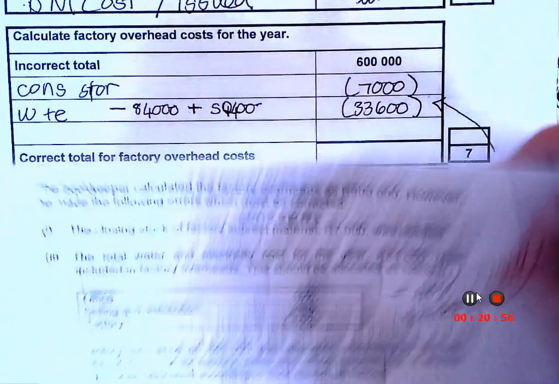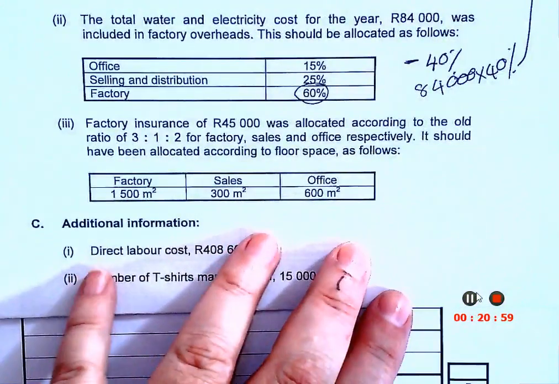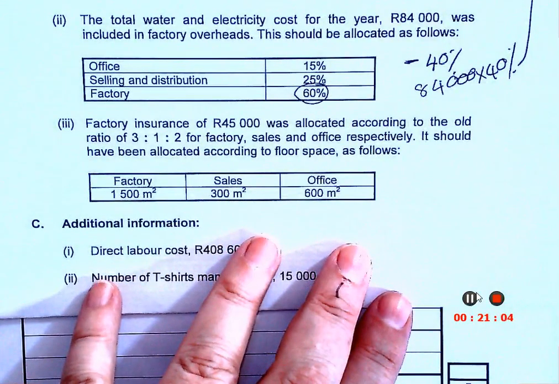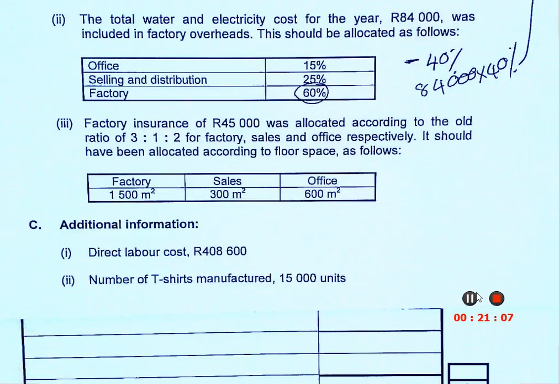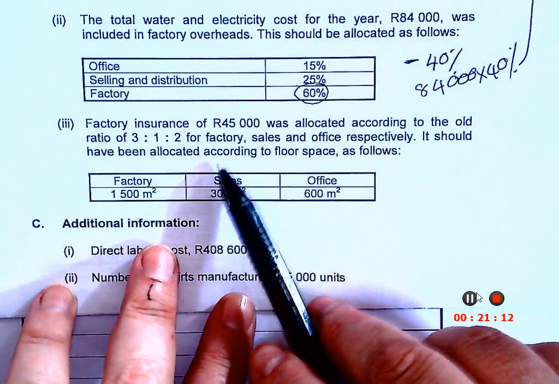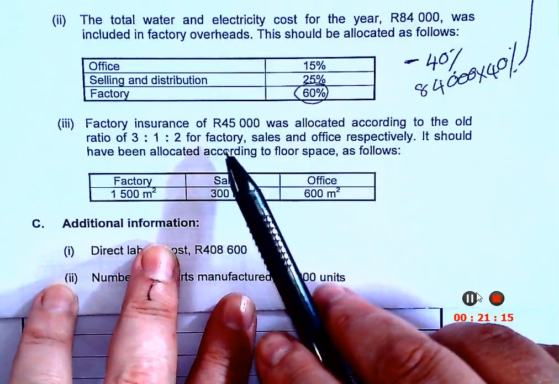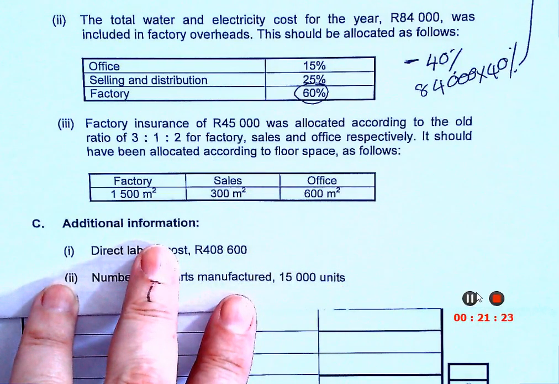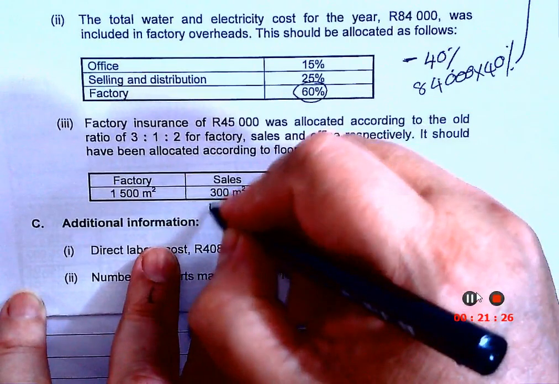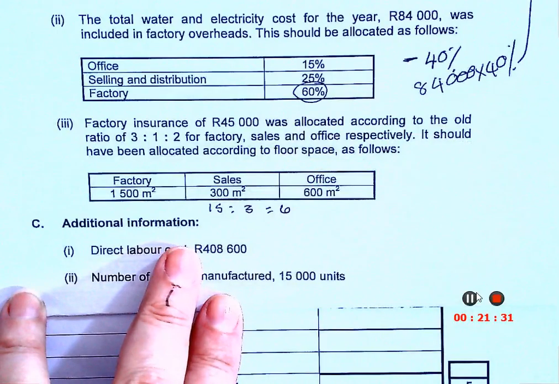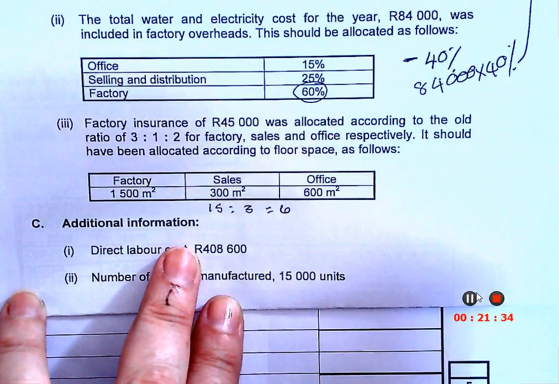So now, next one. With this factory overheads, they like to give you the wrong and you need to do it the right. So the easiest thing is to take out the wrong and put in the right. Okay. Factory insurance of 45 was allocated according to the old ratio of 3:1:2. It should have been 15:3:6. Okay. So what are you going to do?